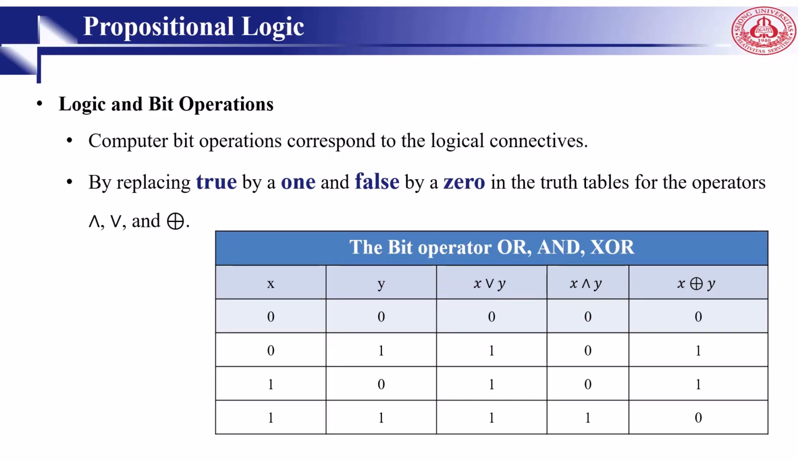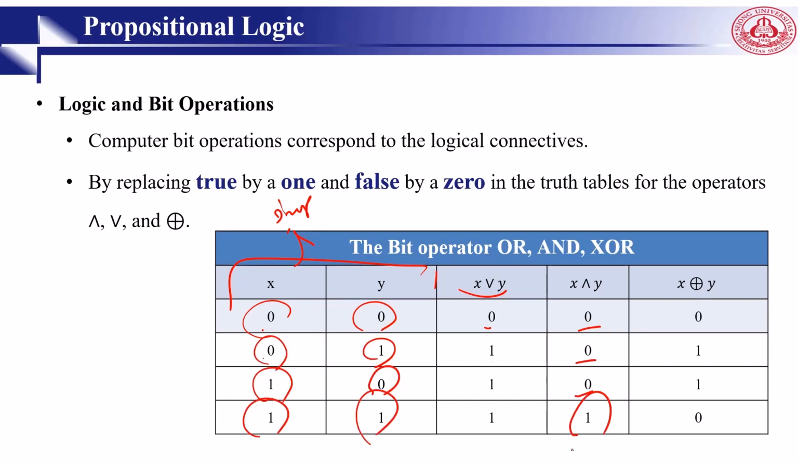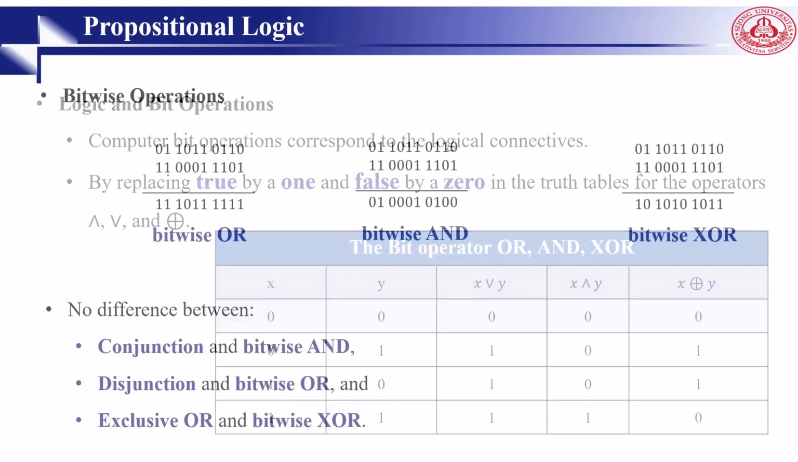Just true as 1, false 0. So in there we had F, F, T, T, we have 0, 0, and so on. So these two are input. X or Y: 0, 0, 0, 0, 1, 1, 1, 0, 1, 1, 1, 1. X and Y: 0 and 0, 0, 0 and 1, 0, 1 and 0, 0, 1 and 1, 1. XOR, if one is different, 1, otherwise it is 0. Very simple, like what we did here.